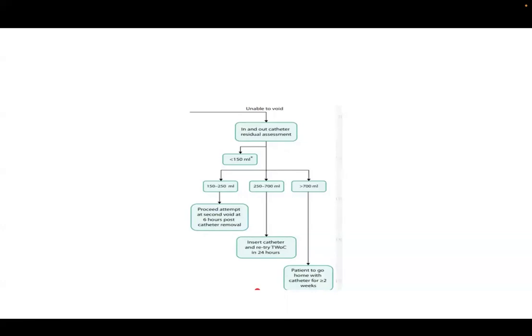So in case of urinary retention, we will check PVR. If it is less than 150, it is normal. If it is 150 to 250, we will do an in and out catheter and ask the patient to void again after 6 hours. And if it is 250 to 700, we will give a catheter for 24 hours, then do a trial of removal again. And if it is more than 700, then give the catheter for 2 weeks, ask the patient to go home and come after 2 weeks, then do a trial of removal. So this is all about postpartum urinary retention.